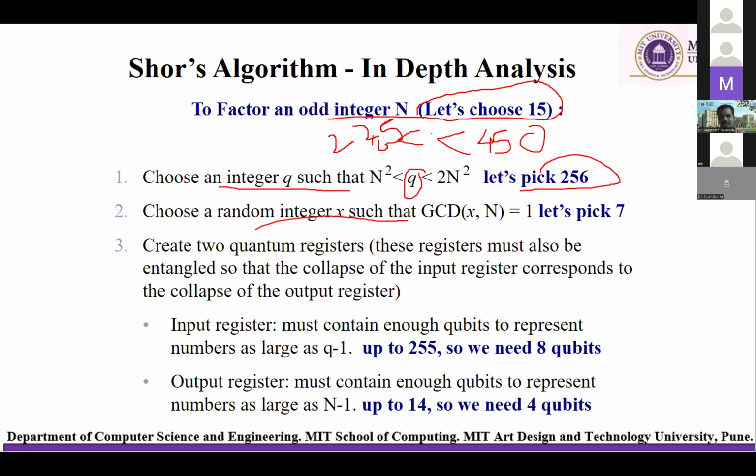Choose a random integer x such that GCD of x comma n is equal to 1, and let's pick this as 7. So for this particular random integer, we pick the GCD of x comma n, where x is nothing but 7. So here you can say that this is 7 comma 15.